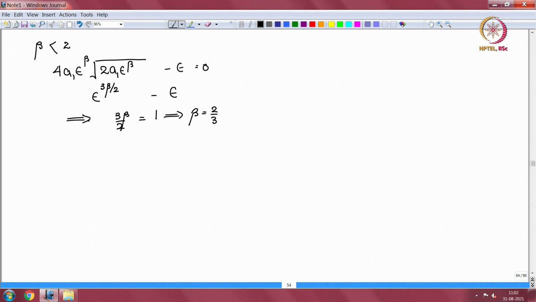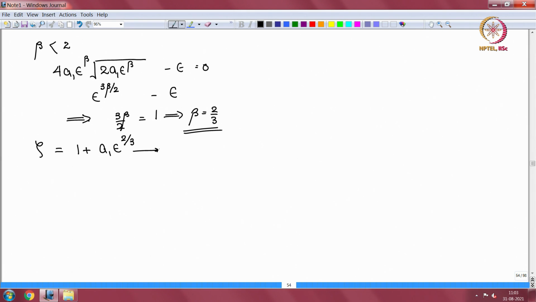Okay, so if we now use this, that means now I have found the correct epsilon order for the right expansion. So zeta should be expanded as 1 plus a1 epsilon to the power 2/3. Earlier we wrote beta and we didn't know. So now beta has been found to be 2/3. So this is the right expansion.